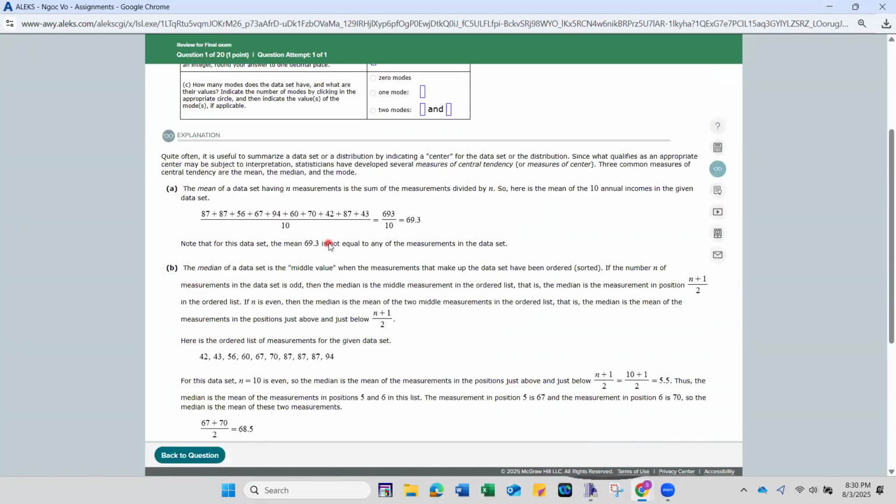Now mean means average. In other words, add all values and divide by the total number of data. As I have 10 data, I add all those 10 data into my numerator and divide by 10. So the sum of those data is 693 divided by 10, which makes 69.3.